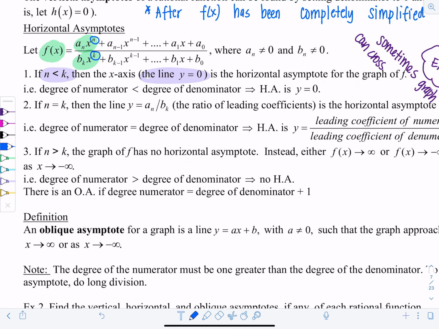Do you want an example? Say f of x is x squared plus 1 over x cubed. You see how the denominator has a higher degree than the numerator?